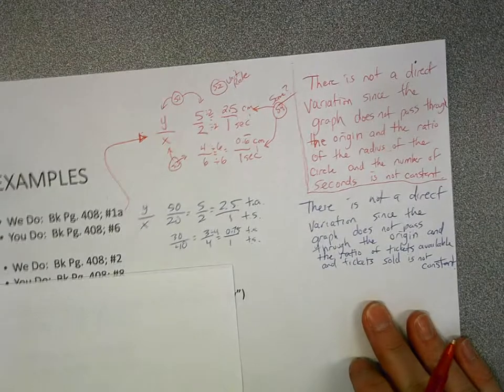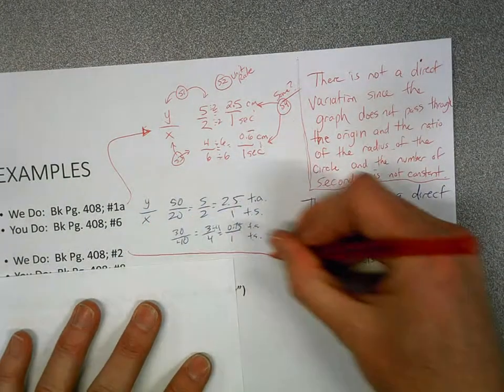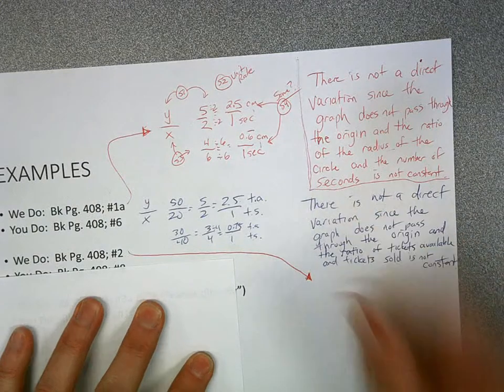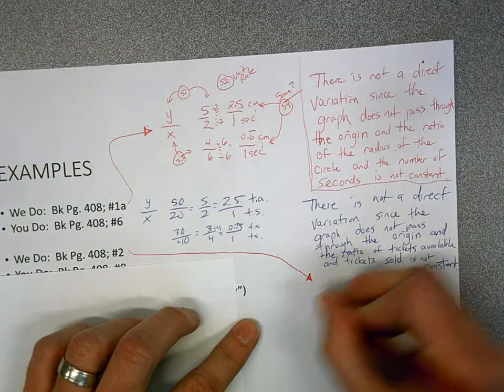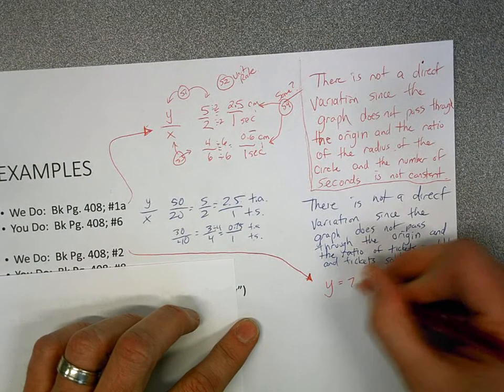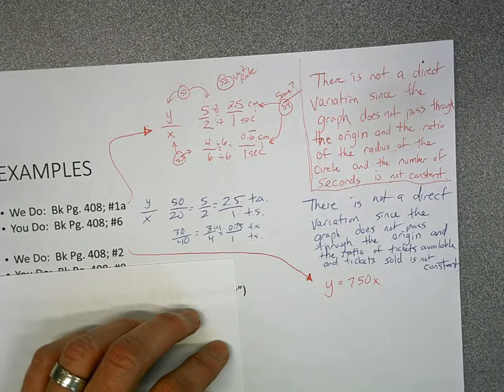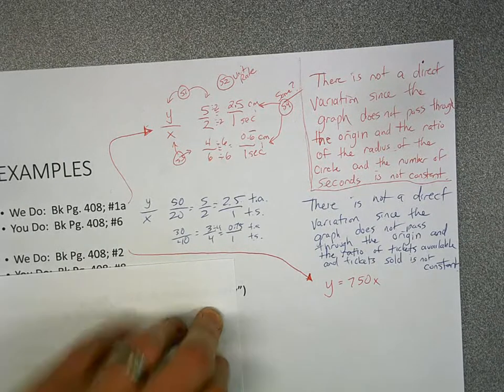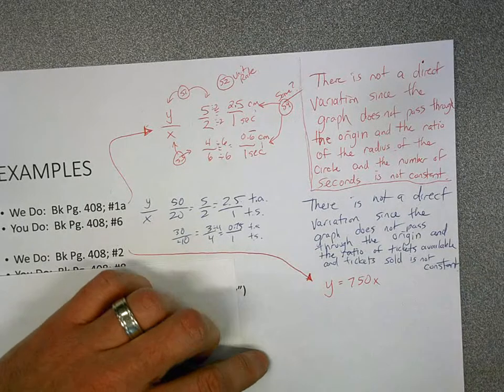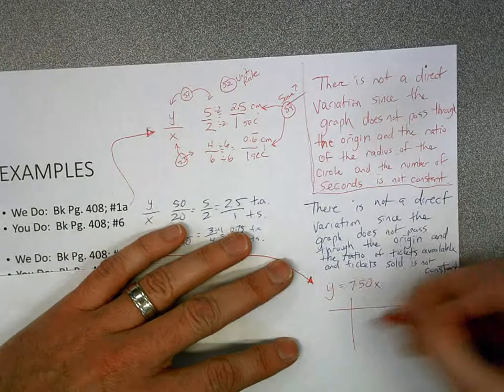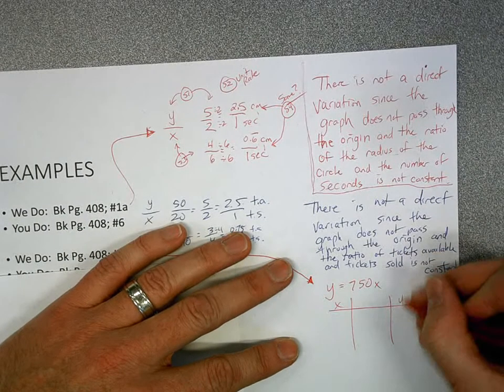All right, so if we take a look, I'm going to come over here. So we have y is equal to 750x. All right, so here's what I'm actually going to do. Probably looks familiar.